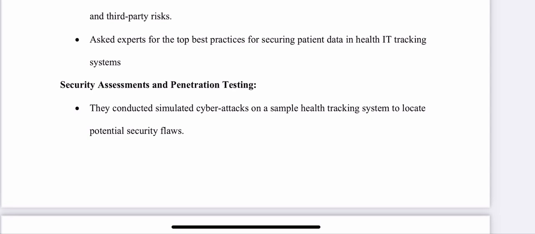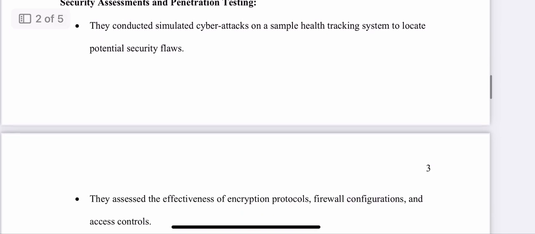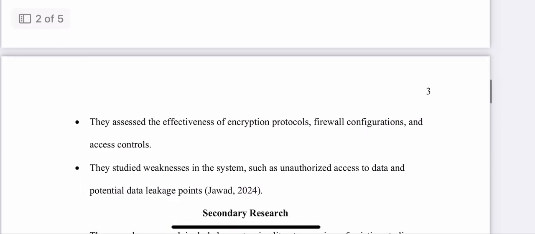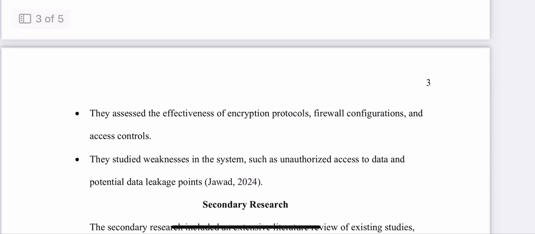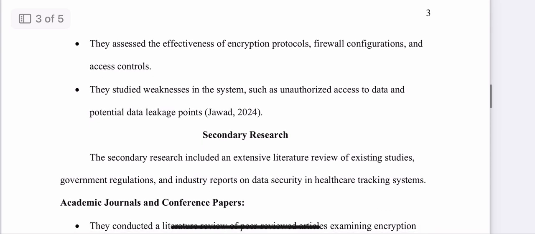Security assessments and penetration tests. They conducted simulations of cyber attacks on a sample health tracking system to locate potential security flaws, assessing the effectiveness of encryption, protocols, firewall configurations, and access control. They studied weaknesses in the system, such as unauthorized access to the data and potential data leakage points.